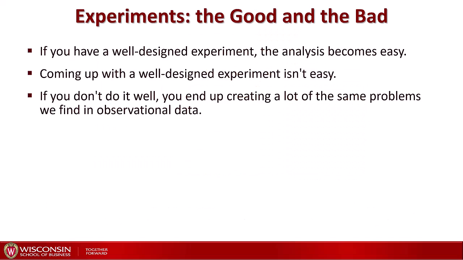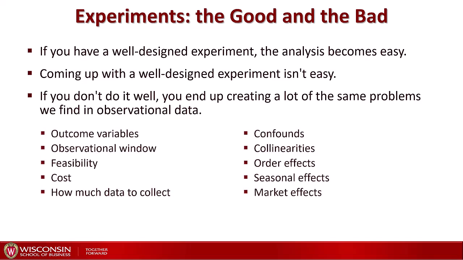How to design an experiment is a very important question, and you have researchers dedicating their whole career to answering it. If you have a well-designed experiment, the analysis is very easy because the data helps you directly to answer the question. The problem is that finding how to design this experiment well is the part that is difficult. If it's not well designed, you end up creating a lot of the same problems that you can find in observational data. The list of things to consider when you are designing your experiment is quite long, and I have put just a few important factors here.